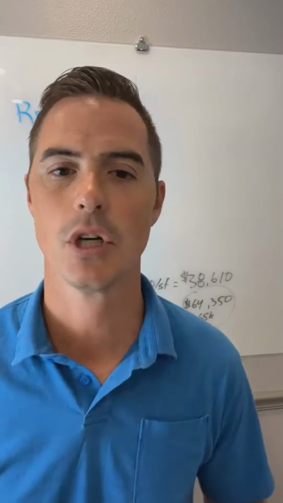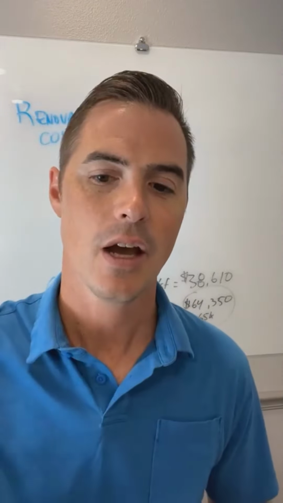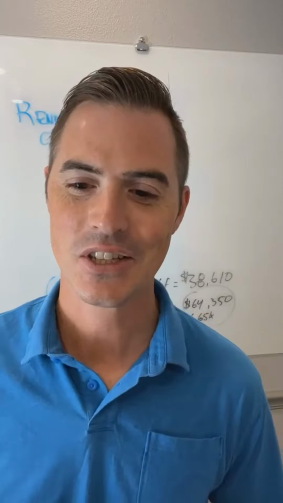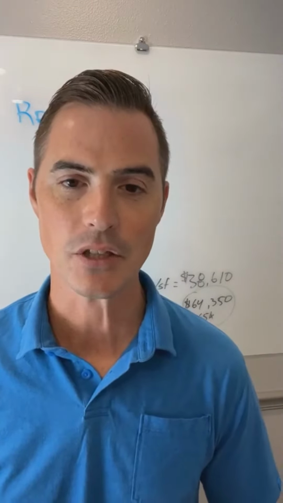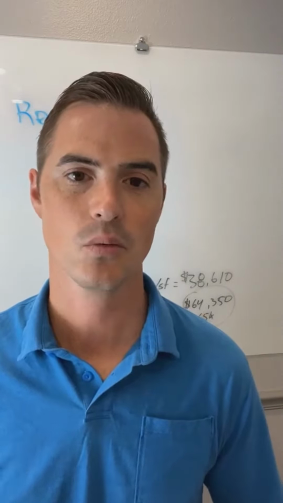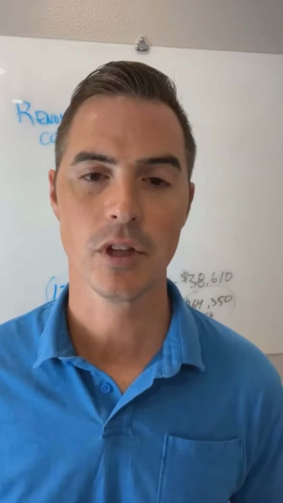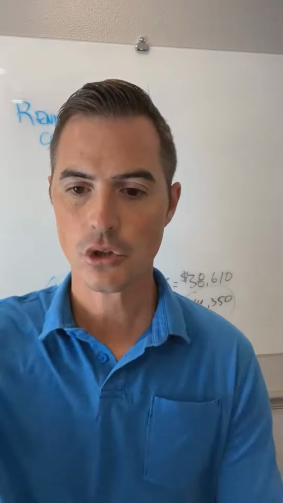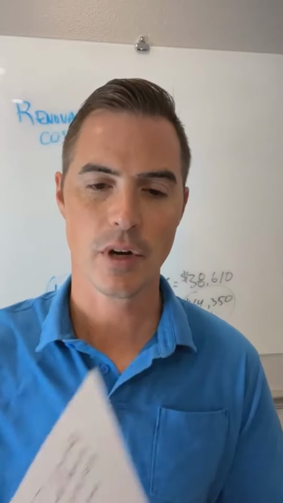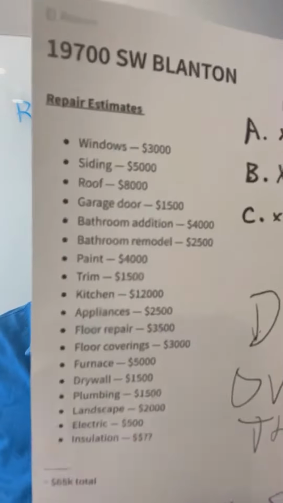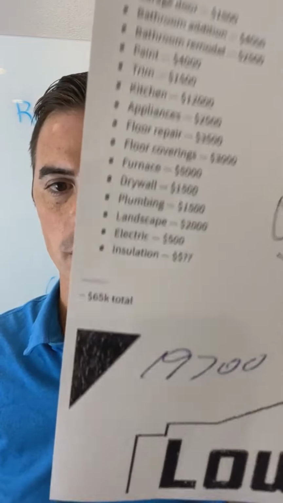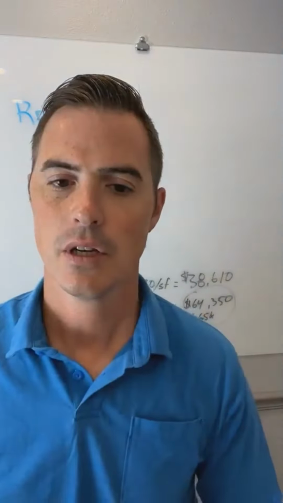Now, here's the question that maybe some of you are having. How much did it actually cost us to renovate this property on Blanton? So I gave you guys an address, 19700 Southwest Blanton, and it was one that we flipped a few years ago. I showed you my list, right? This is my initial walkthrough of the property. Here's what I figured is going to cost, about $65,000.